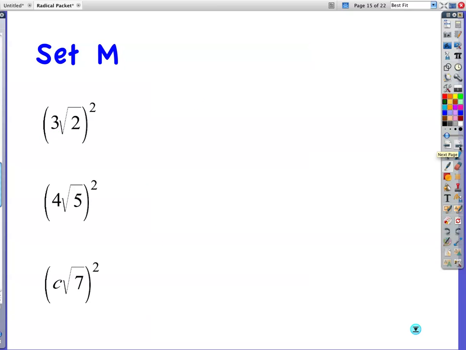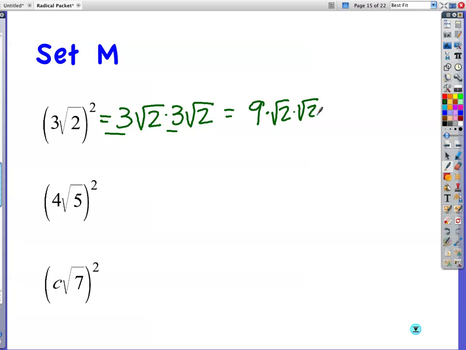Set m. All right, you got to be careful with this one. I'm going to write this one out twice to kind of show my work. 3 square root 2 times 3 square root 2. And kind of do the process we did before, is 9 times, oh yeah, that's just 2. 18. Okay? Here's your shortcut.